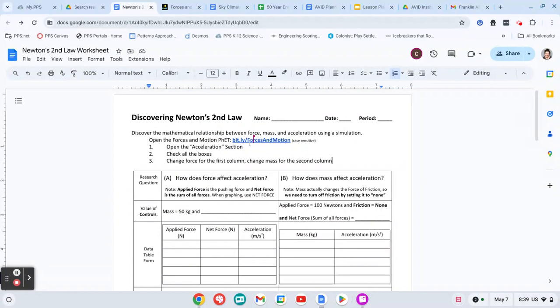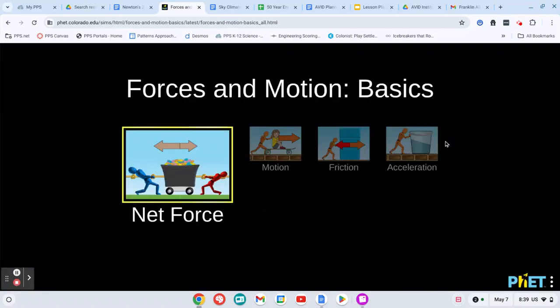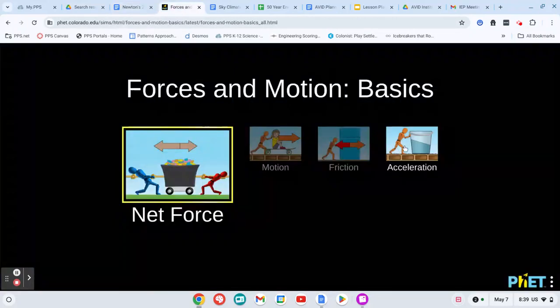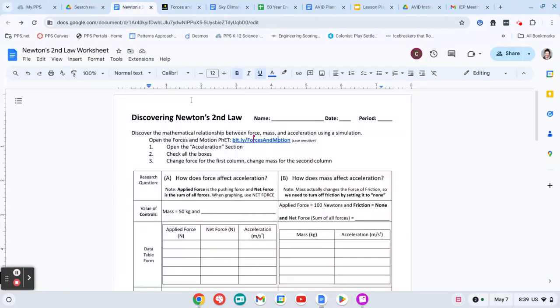You're going to have to type in this. Make sure that you have the capital F, A, and M on there. Go ahead and click play when you get to this page. And let's walk through looking at the directions. So open the acceleration section. That's going to be right over here. Check all the boxes.